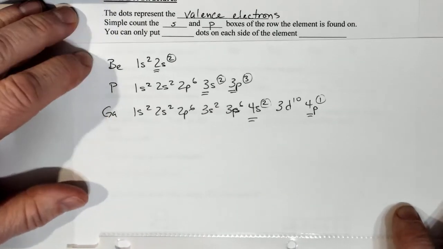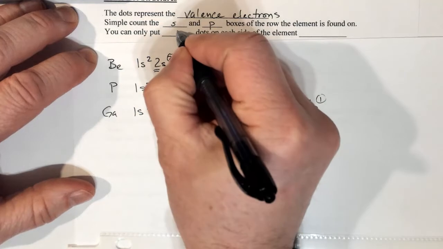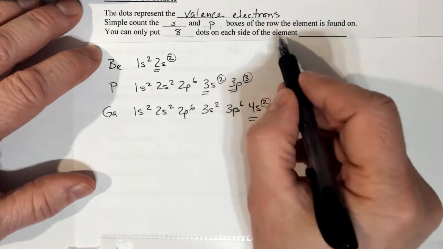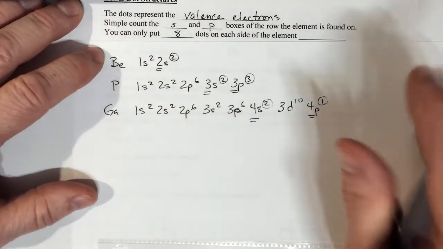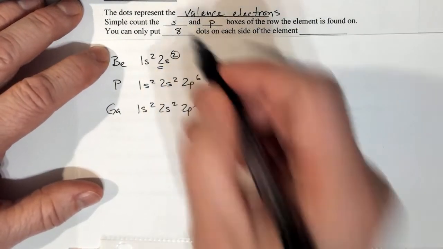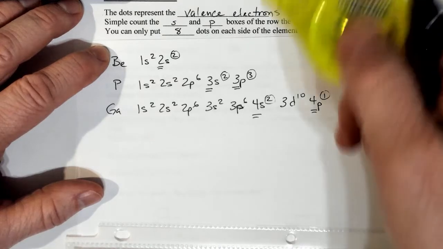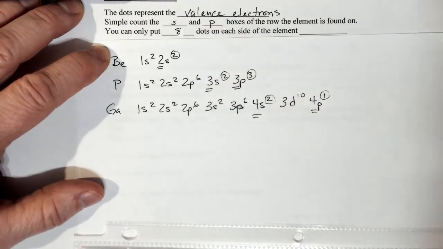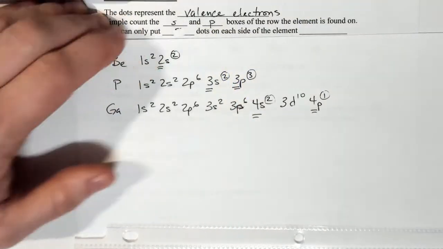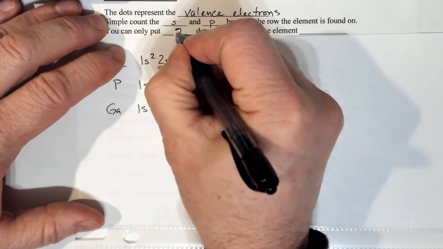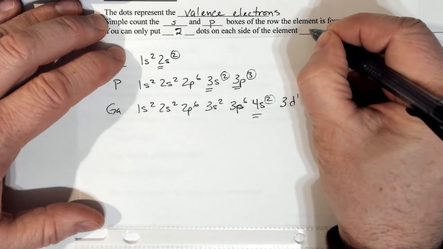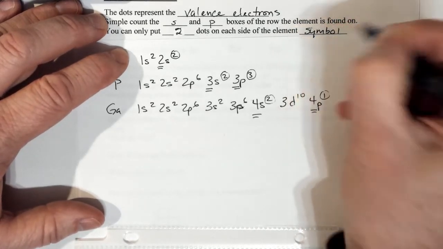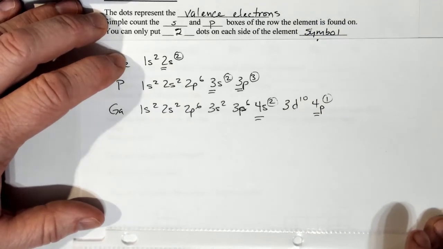So you can only put 8 dots around the symbol, and on each side of the element, okay, whoop, you can only put 2. Forgive me, that means 2 is what we want. 2 dots on each side of the element symbol. So let me erase that. It's a total of 8. We'll get to that in a minute. I apologize. So 2 dots around each side of the element symbol. Okay? So this is what we want to talk about.